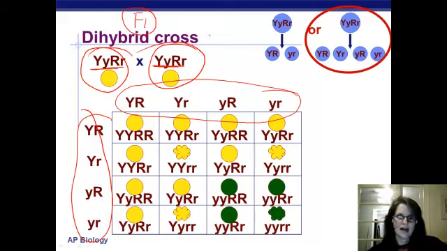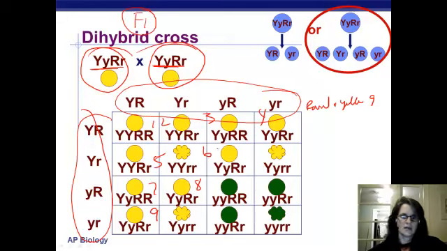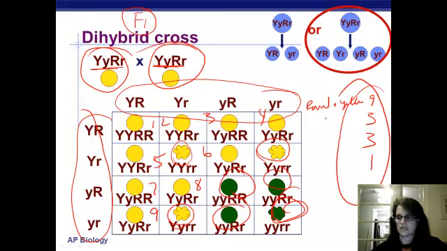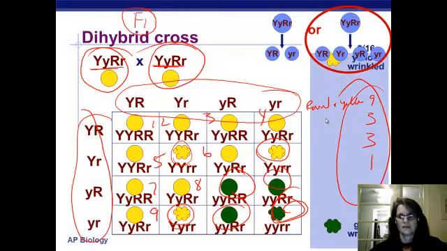We could have 9, if you'll count them, 1, 2, 3, 4, 5, 6, 7, 8, 9 that are round and yellow. We could have 3 that are yellow and wrinkled. There's our 3 that are yellow and wrinkled. There's 3 that are green and round, and 1 that is completely recessive. That is what accounts for what we see.